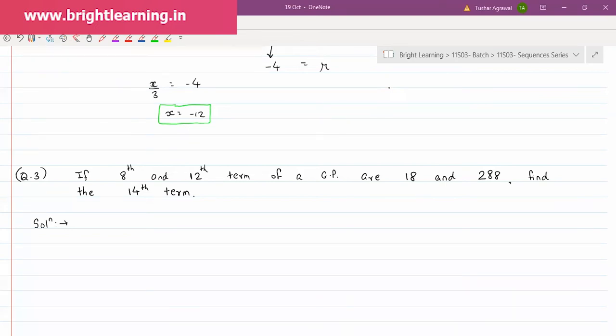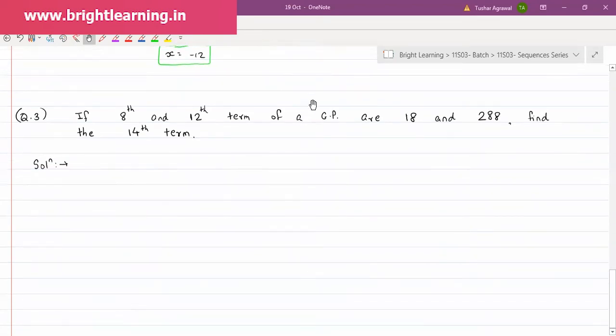Are you getting? No, sir. Explain, sir. The school method should be something like this only. The school method means similar to arithmetic progression. So the eighth term of an AP and the 12th term of an AP are given. Find the 14th term and all those things.